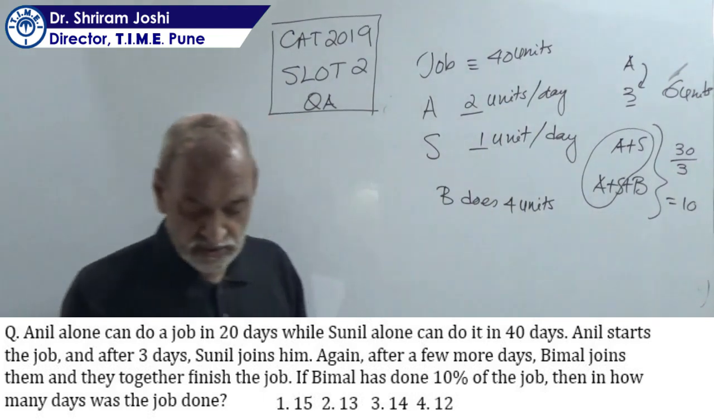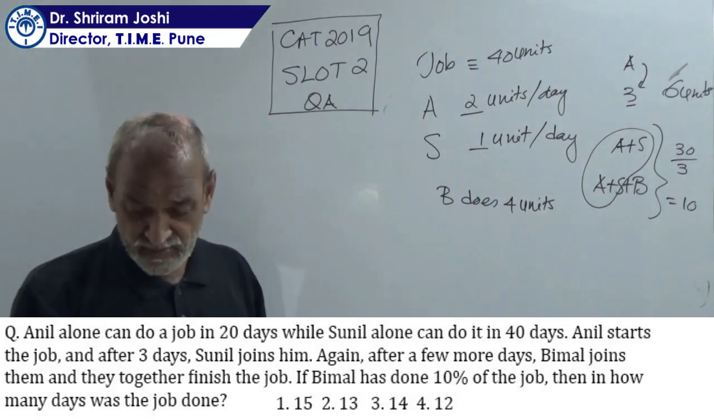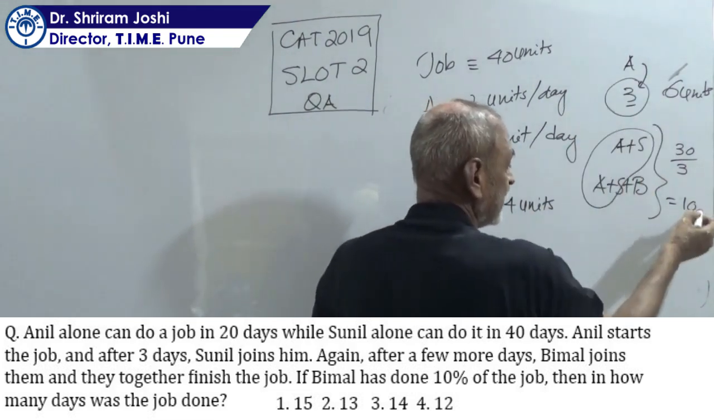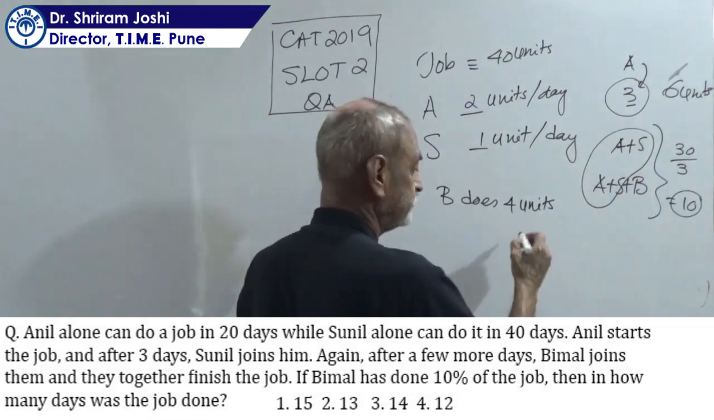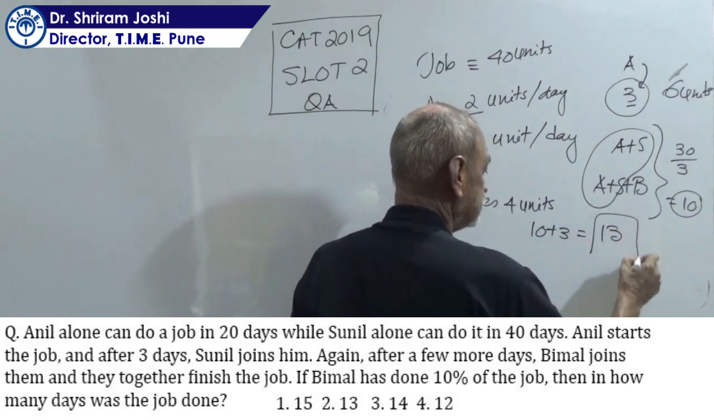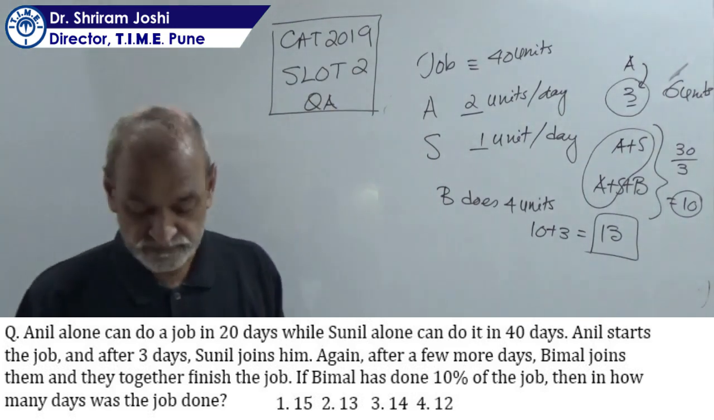What is the question? The question is, in how many days was the job done? Anil worked for 3 days alone. They worked 10 days together. 10 plus 3. Answer. As simple as that. 13 days.